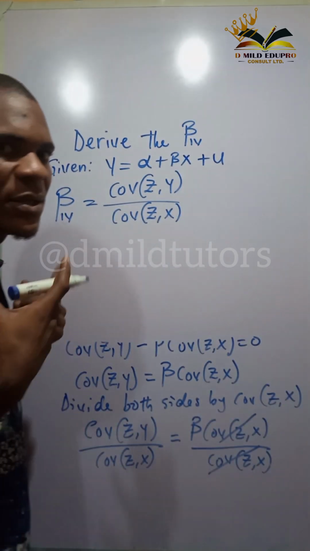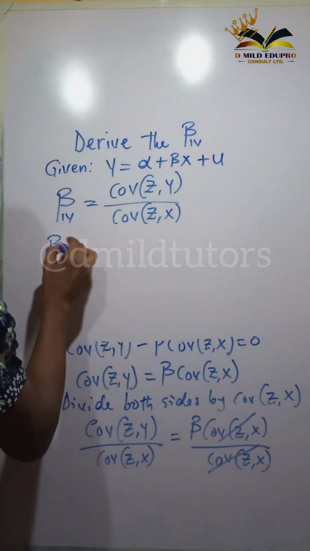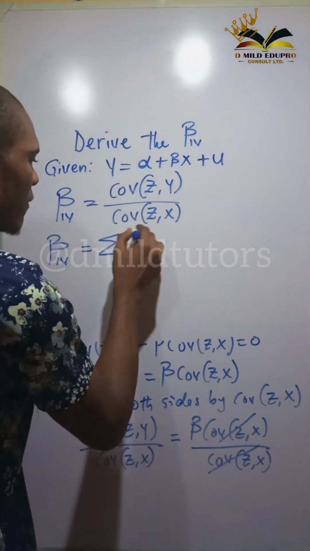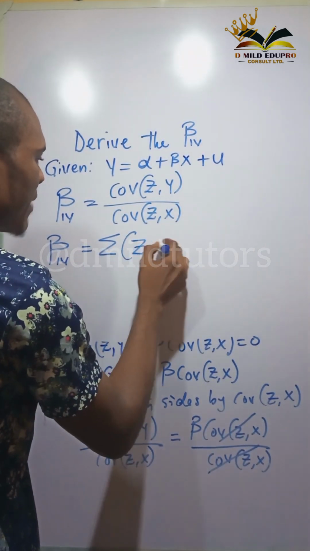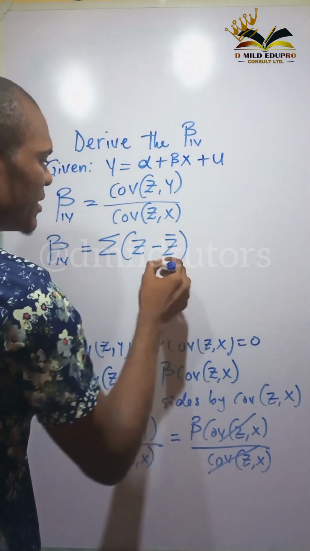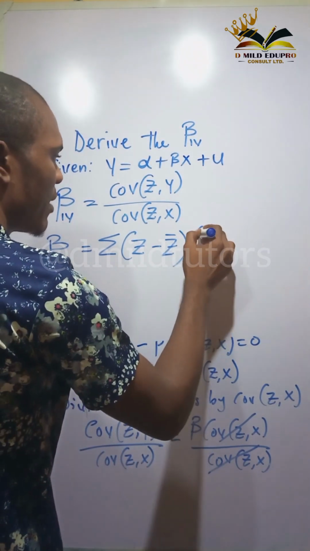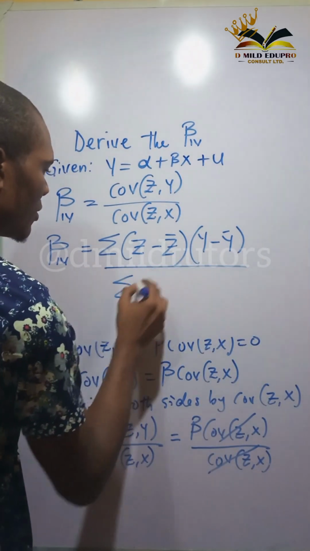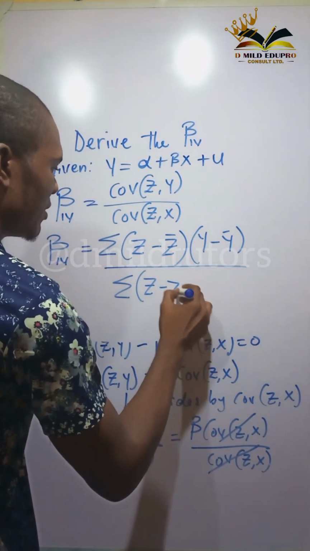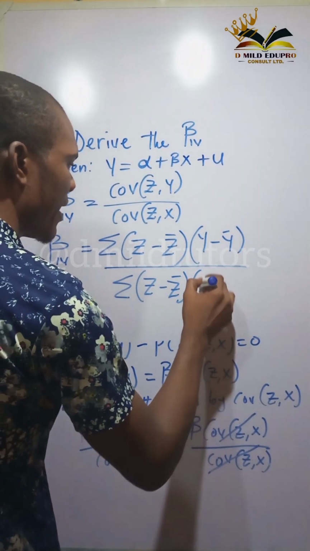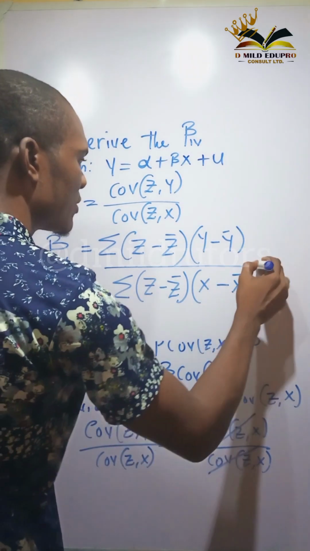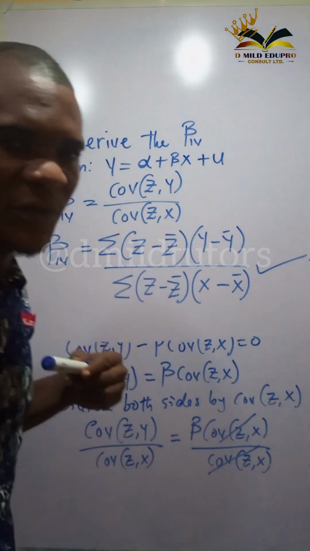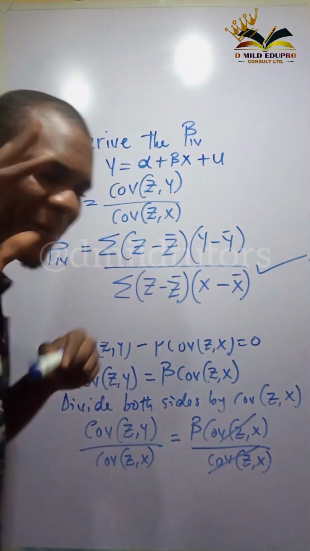And if you expand the covariance, you're going to have beta IV equals the summation of z minus the mean of z, the instrumental variable, multiplied by y minus the mean of y, divided by the summation of z minus the mean of z multiplied by x minus the mean of x. So this is the answer. Once you've gotten to this point, you don't have a problem. Is that okay? Bye.